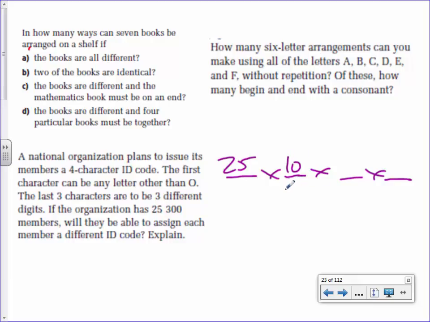But then it has to be a different digit. Then this has to be a 9. And this has to be an 8. So we just need to multiply all those numbers together.